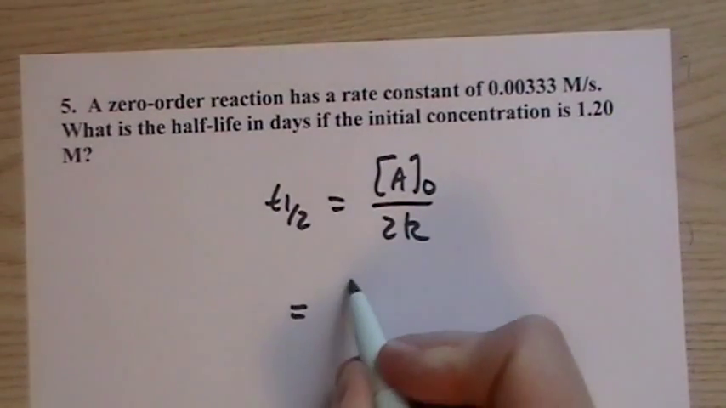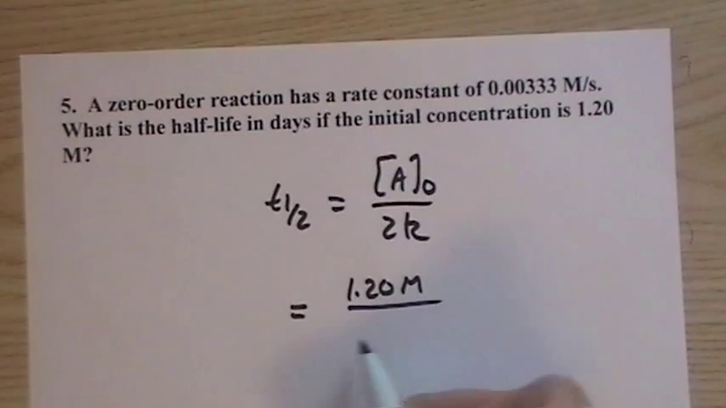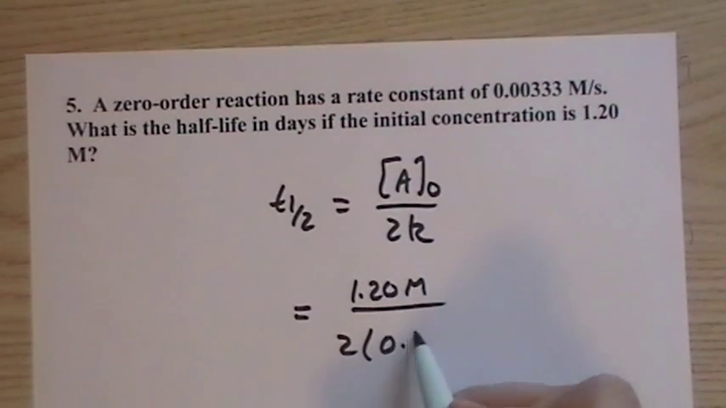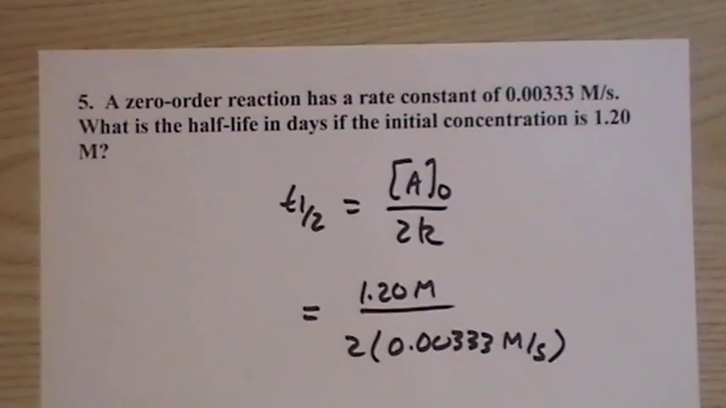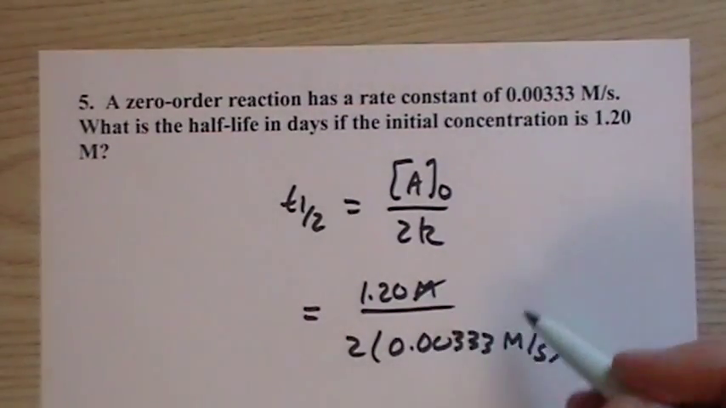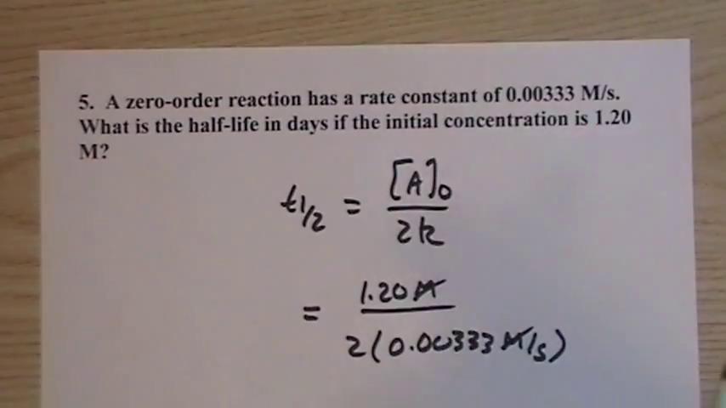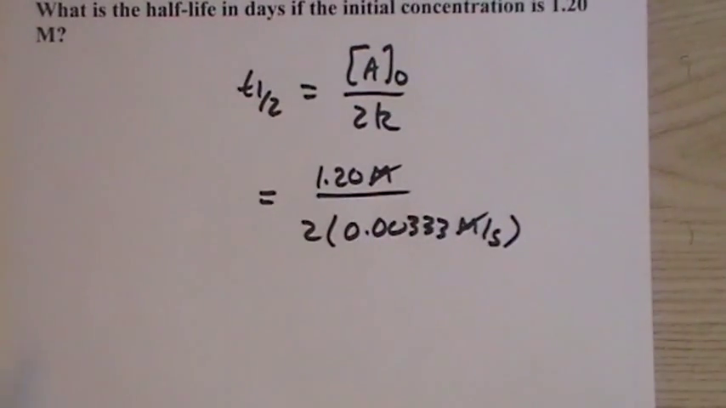So let's put everything in here. We have 1.20 molar over 2 times K, which is 0.00333 molars per second. We can see that molars are going to cancel, then it's 1 over 1 over seconds, so seconds when we're done.